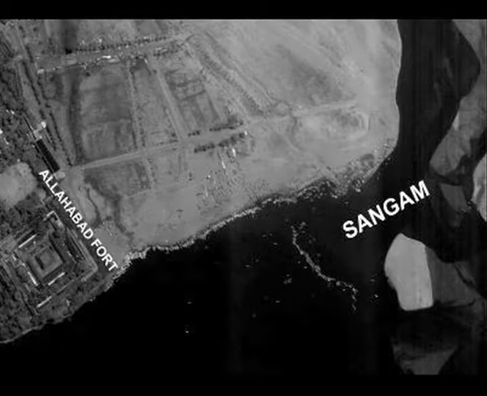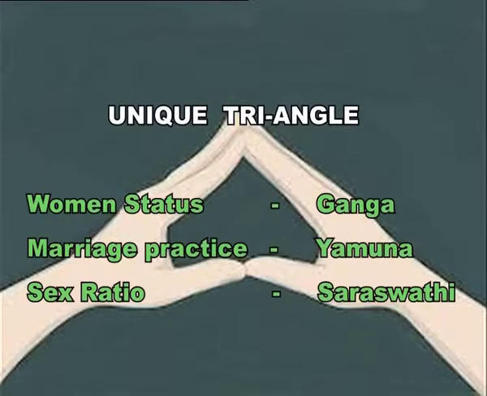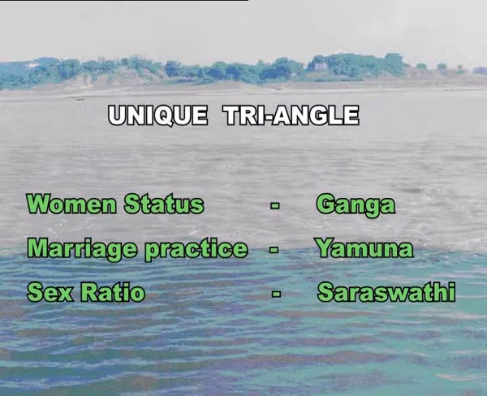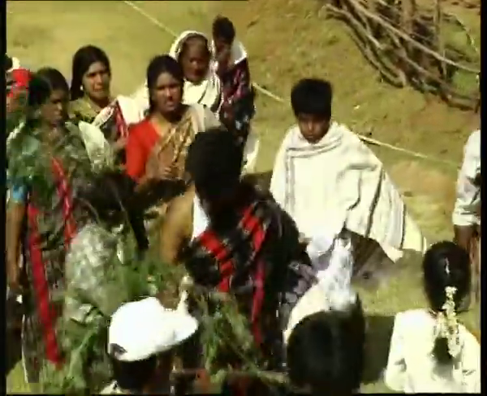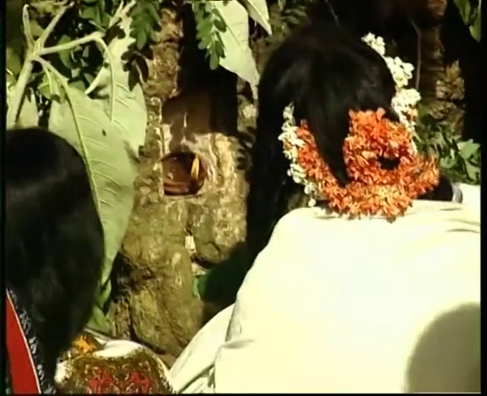It is like what we call in India the Sangam: Ganga, Yamuna, Saraswati. Status of women is like Ganga, marriage practices like Yamuna, and sex ratio underneath like Saraswati. Very subliminal, very sensitive, but not readily visible. So, that is the Sangam of all these three aspects, which makes it a unique triangle so far as tribal life is concerned. Status of women is related to the marriage practices, and marriage practices bring about status of women differently.